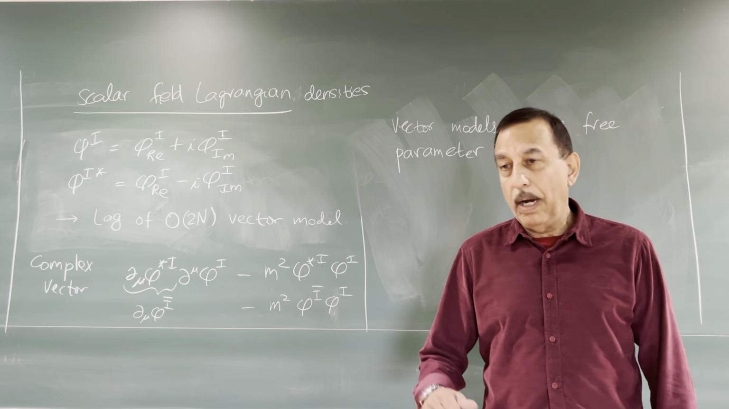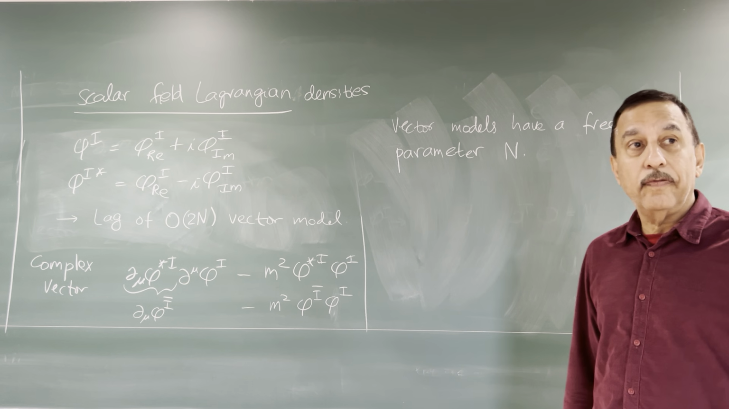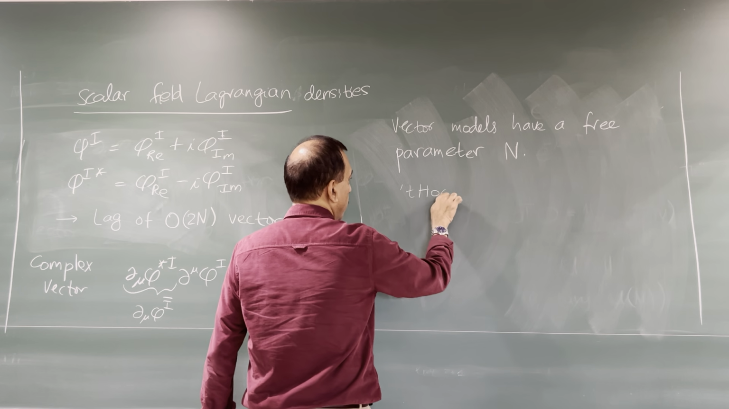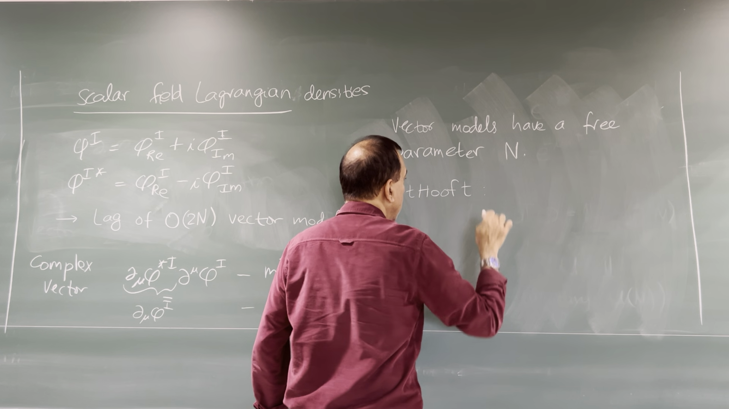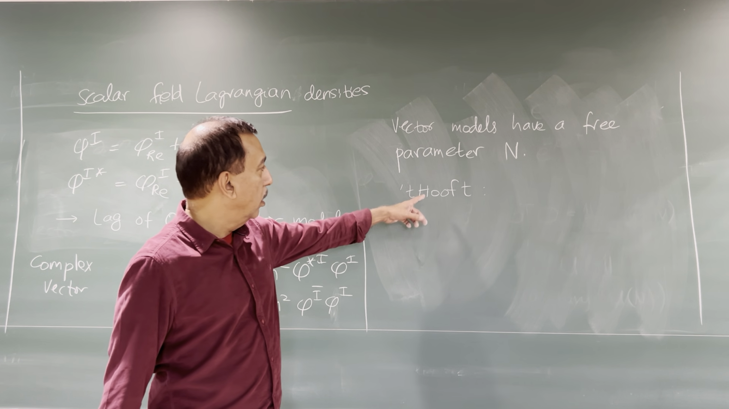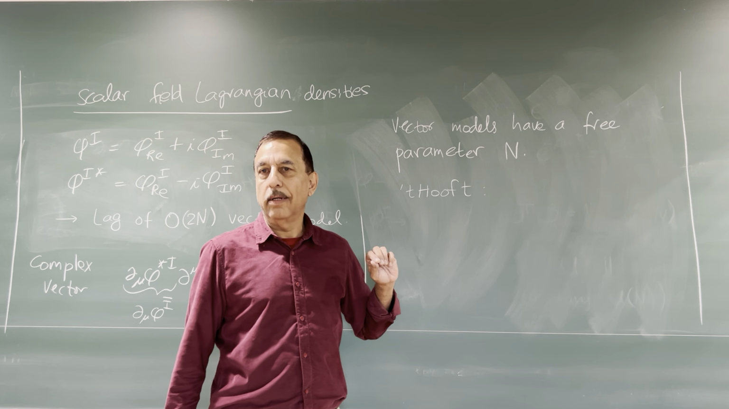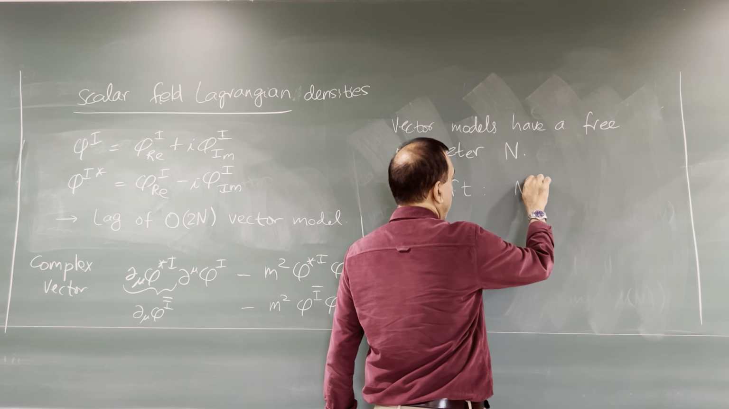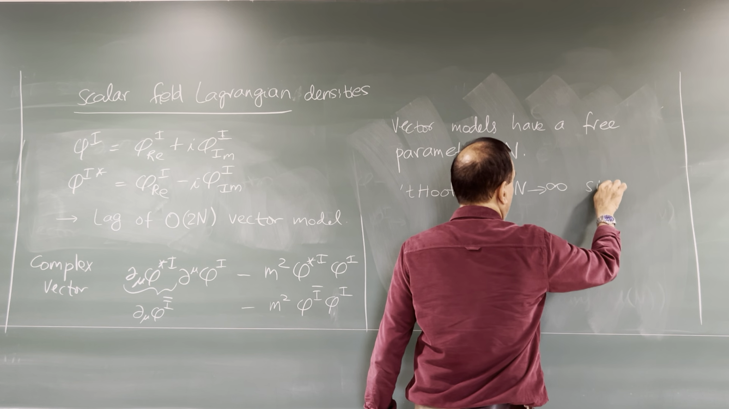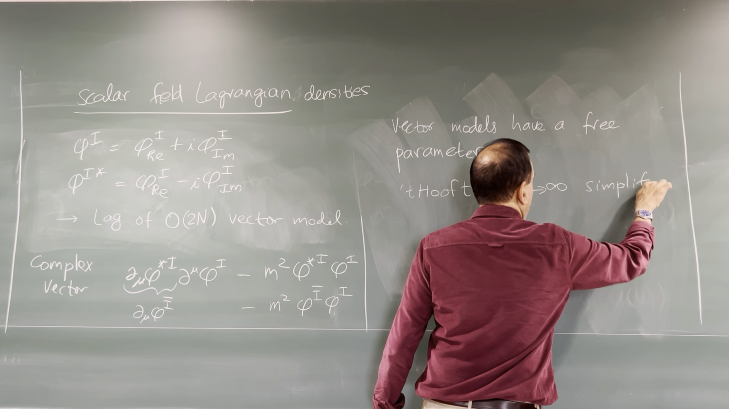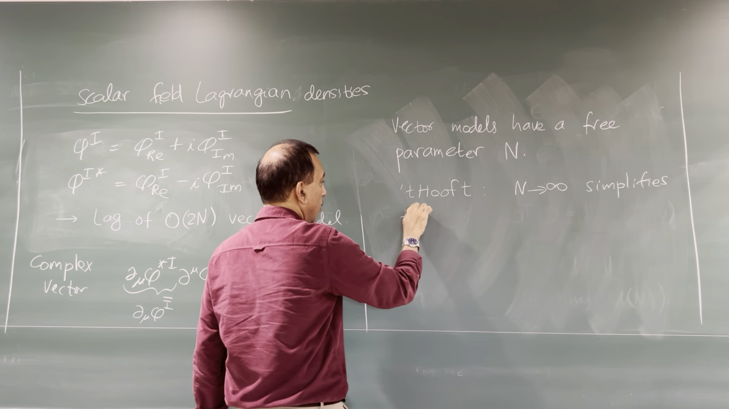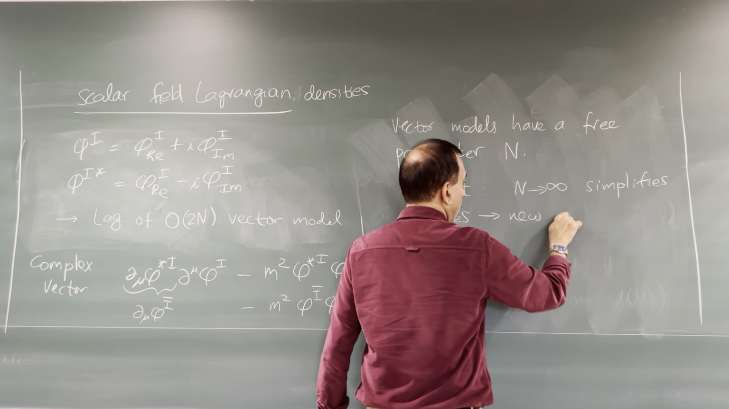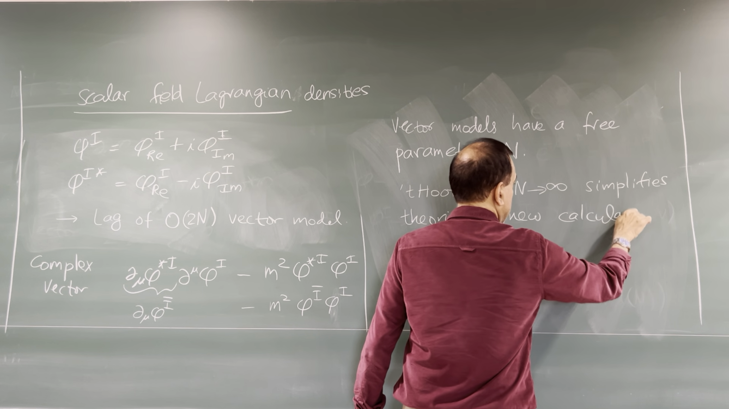It's just part of the family of SU(N) groups, but it's not like we know any system which really uses that. But a very beautiful fact, discovered many decades ago, maybe half a century ago, by Gerard 't Hooft, who won the Nobel Prize for renormalization of Yang-Mills theory, you might know, is that taking n to infinity simplifies theories and gives a new calculational tool, which is different from perturbation theory.